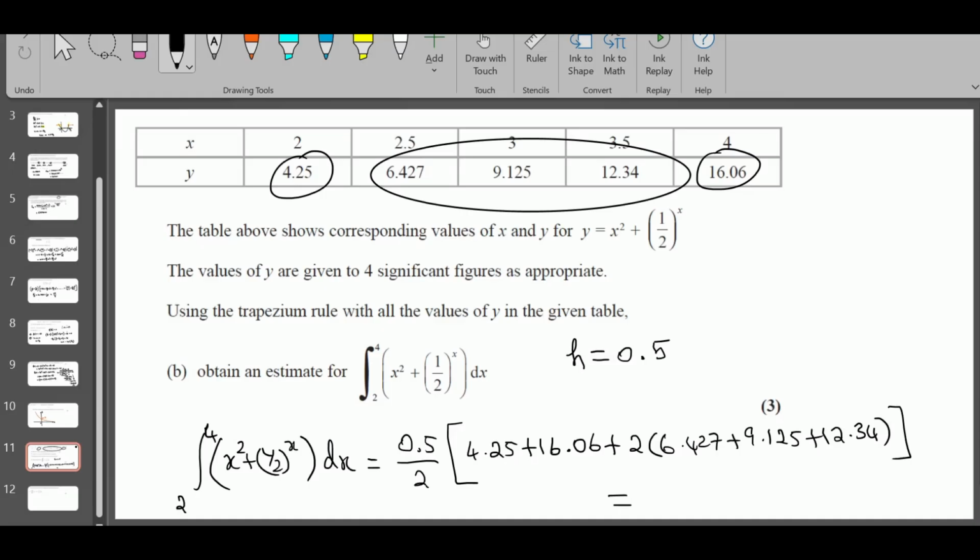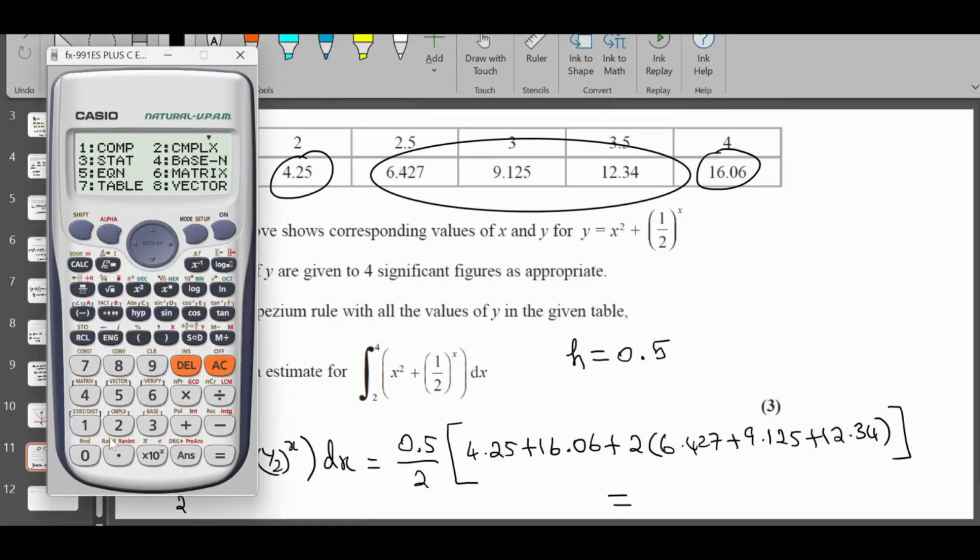Now, many students are making mistakes not here in the rule but when they try to put everything in the calculator. So you have to be double careful here. Let's do it. 0.5 over 2 times, you open bracket once, 4.25 plus 16.06. I'm looking at the numbers to make sure I'm typing them correctly.